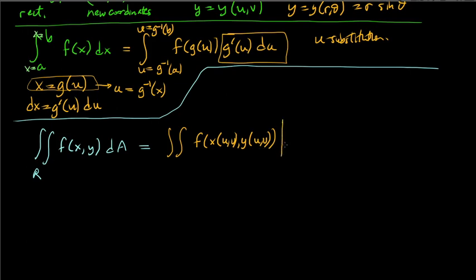It's going to be the absolute value of the following. It's going to be the partial of x with respect to u times the partial of y with respect to v, and then minus the partial of x with respect to v times the partial of y with respect to u. Again, in absolute value. Because you're subtracting, this could end up being negative, but we just want to make it positive. So just take the absolute value. And when you do that, you get your new dA. Essentially, this just becomes du dv.